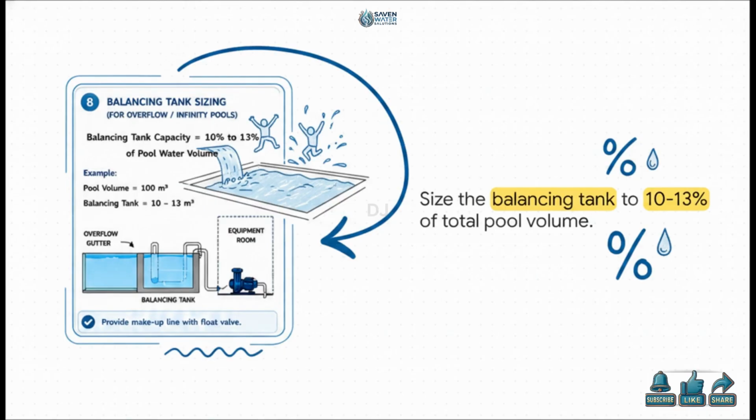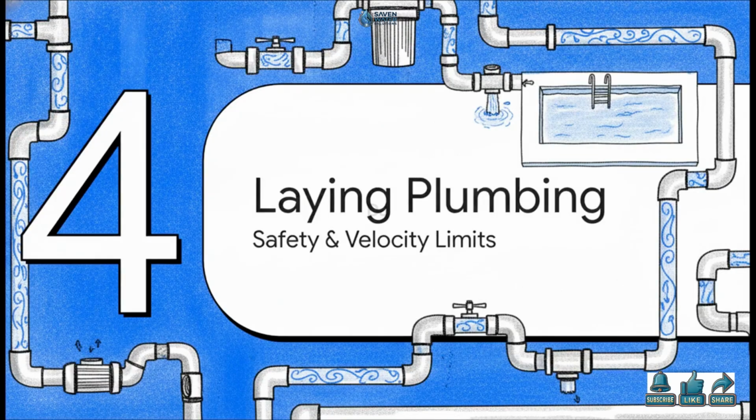Your tank has to be sized to hold 10 to 13% of your total pool water volume. This gives you that essential liquid buffer so that when a bunch of people jump in the pool at once, the displaced water over those beautiful vanishing edges has somewhere to go. Which brings us to section 4, laying the plumbing infrastructure. We're moving from the engine room out to the arteries of the pool.